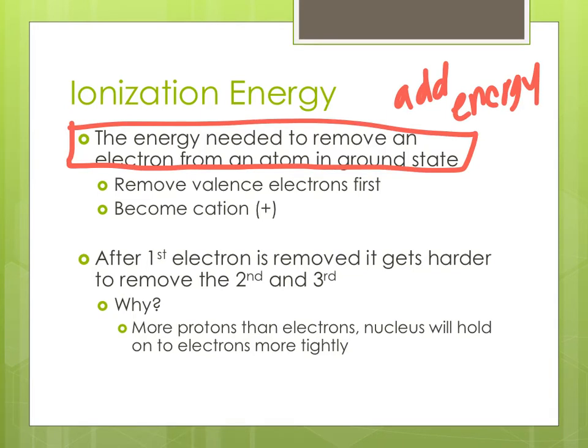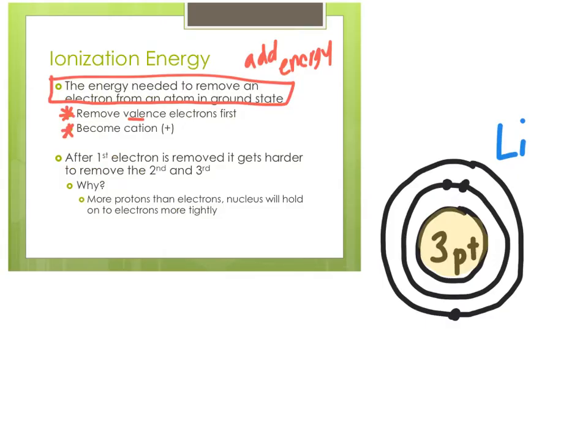A few important points before we talk about the trend is that the valence, or the outer electrons, will always be removed from the atom first. So it takes less energy to remove those valence electrons, and so those will be the electrons that are able to be ionized first. When an electron is removed from an atom, it becomes a cation, or it becomes more positively charged. So let's use lithium again as an example to help us understand this.